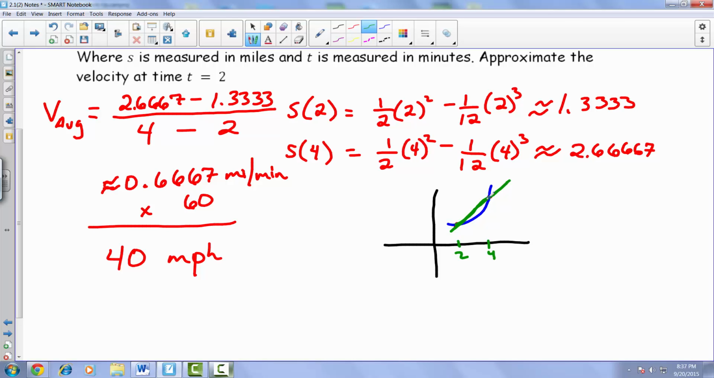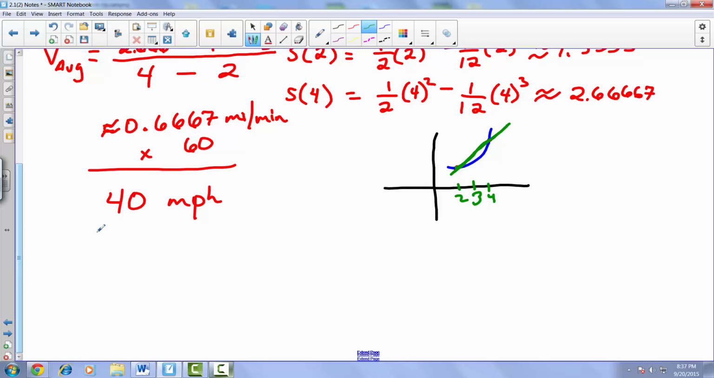So what we're going to end up doing is choosing an x value that's closer to our target x value or time value 2. So maybe instead of 4, we would go with 3. Let's go ahead then and find the average velocity at 3. Well, luckily we already have our s of 2 value. It came out to be about 1.3333 repeating. Now let's go ahead though and throw in 3 into the function.